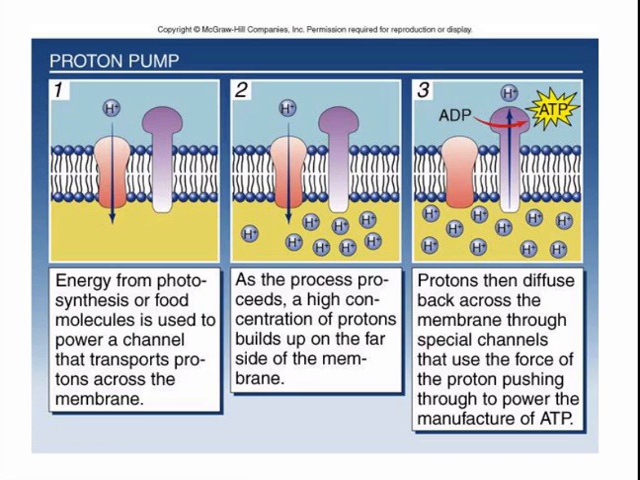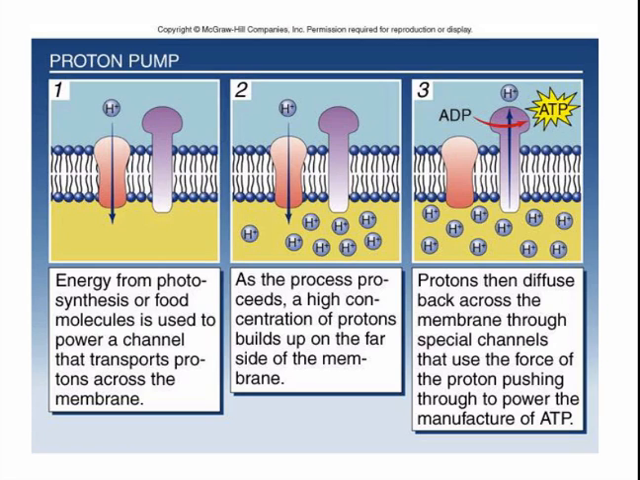So the protons are being moved across the cell membrane where they are collecting on the opposite side of the membrane, and that's what slide number 2 is. As the process proceeds, a high concentration of protons builds up on the far side of the membrane. So look at how many hydrogen protons are forming on that gold side of the membrane. Number 3, protons then diffuse back across the membrane. They're moving from an area of high concentration now to an area of low concentration. And these special channels use the force of the protons pushing through to power the manufacture of ATP.